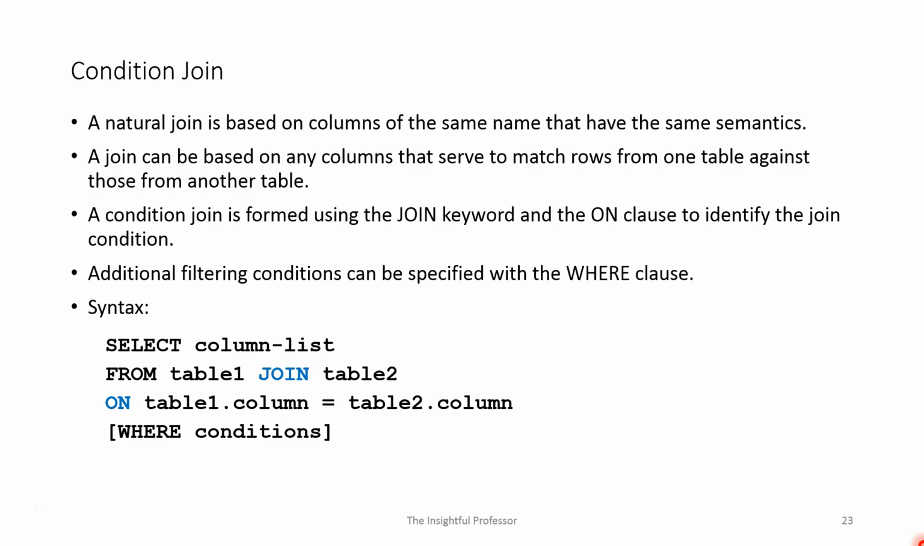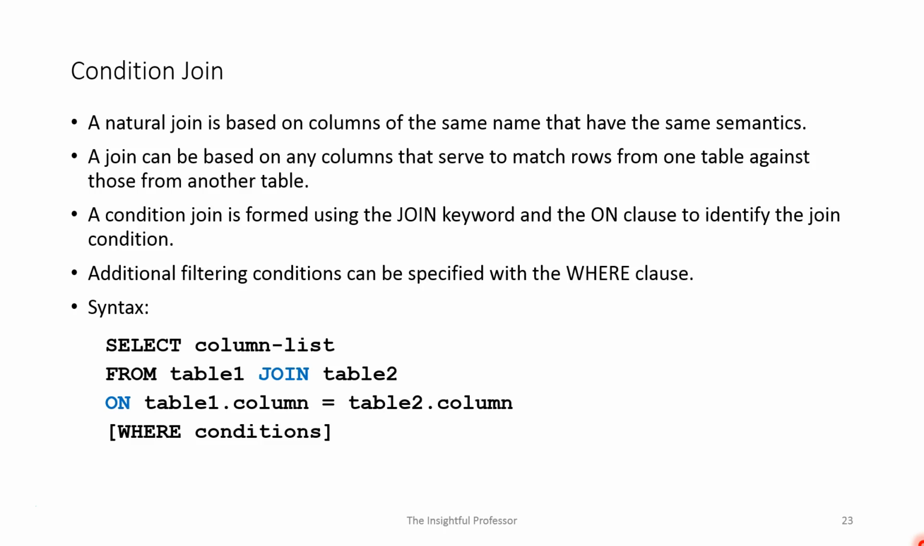While a natural join is based on columns that have the same name and presumably the same semantics within two tables, we have the ability to take it a step further and specify which column or columns we wish to use from two tables to express a relationship or join condition. And this is where the syntax for the condition join comes into play.